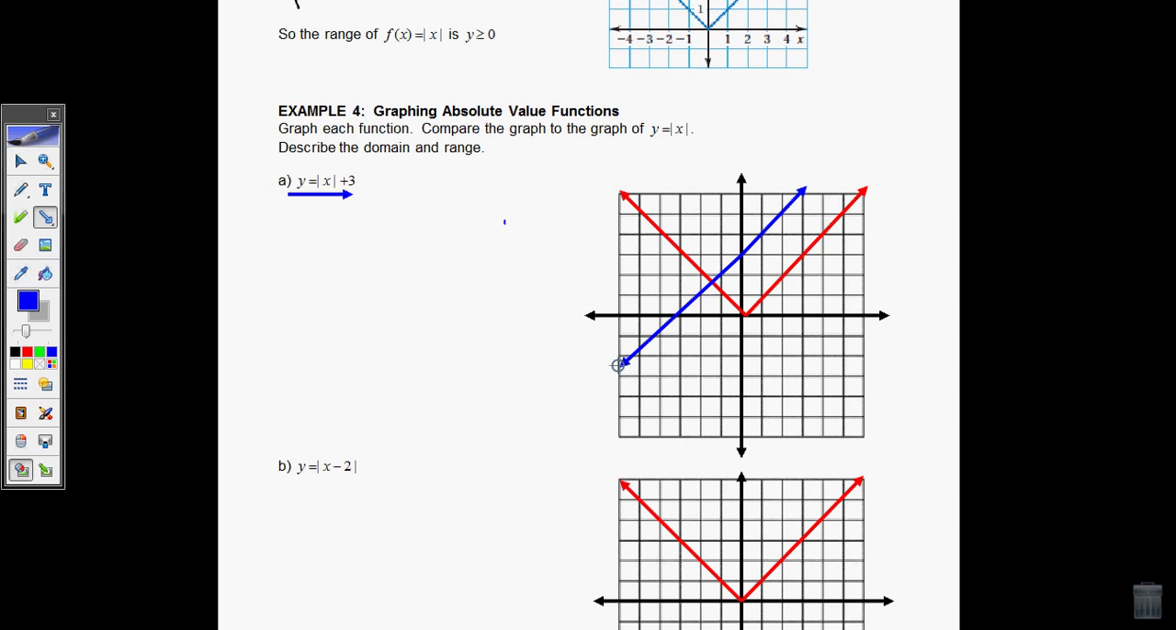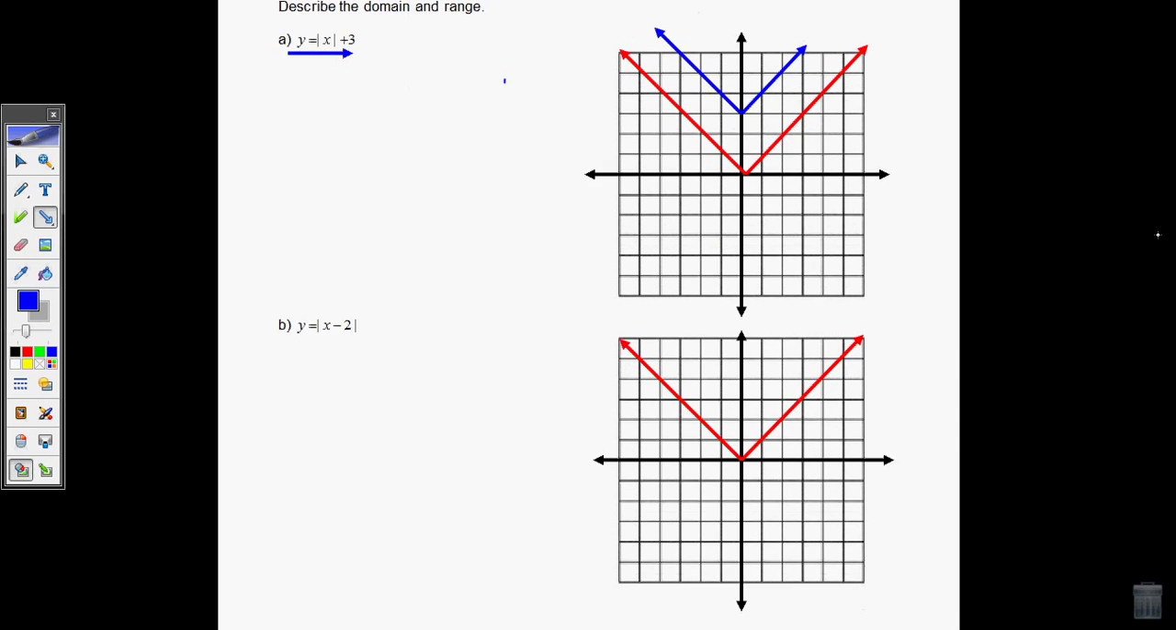But what's the problem with that? The problem is that then I would be getting negative numbers. So it needs to rebound in the opposite direction. And I still get that V-shaped graph because it's a nice absolute value function, but it's shifted upward from the original y equals absolute value of x 3 units.